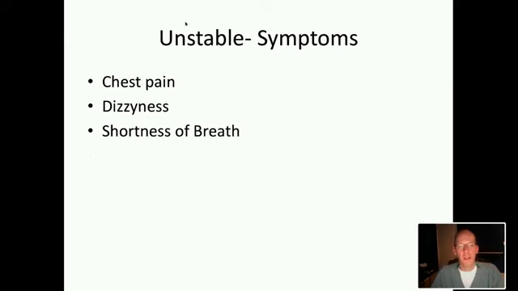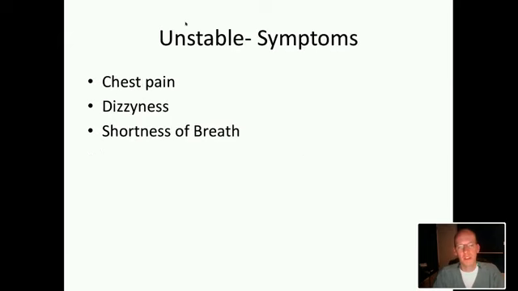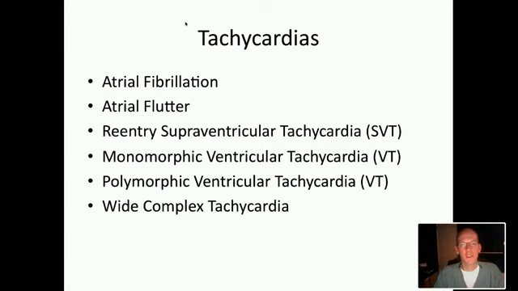What are the symptoms? Obviously chest pain, dizziness, and shortness of breath. These are the ones that the patient is going to report. Let me go back to the signs. With ischemic chest discomfort, you might see EKG changes. Hypoxemia might be the result of the acute heart failure. These are the signs, and the symptoms are what the patient reports: dizziness, shortness of breath, and chest pain. Any of these symptoms or signs that are associated with a rapid heart rate prompt you to place the patient in the unstable category for your treatment algorithms.